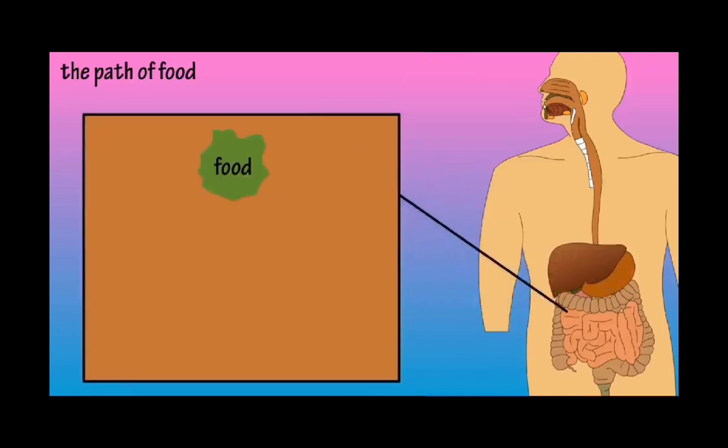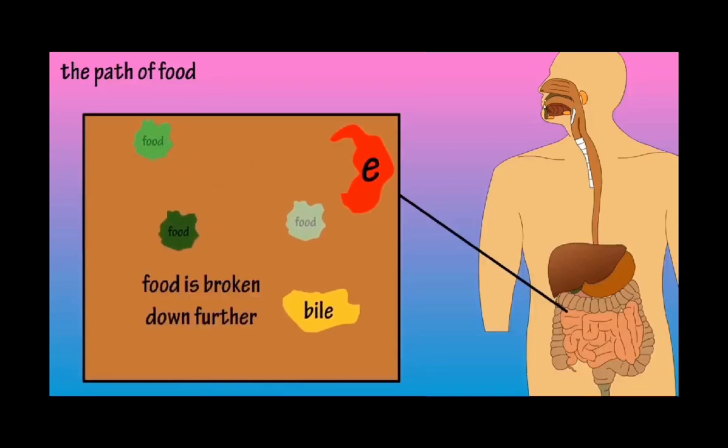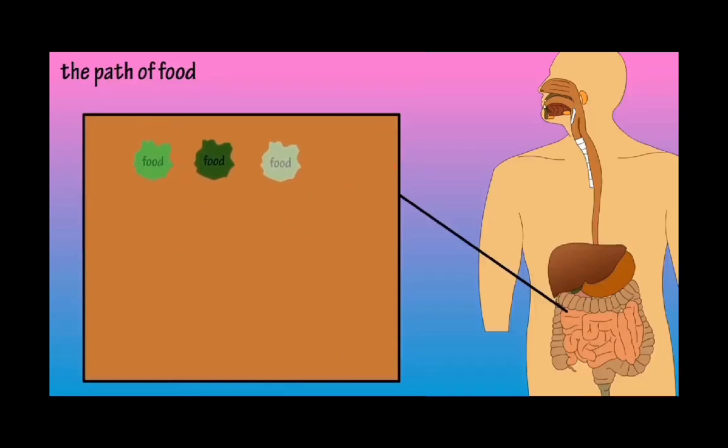In the duodenum, the breakdown of food, or chyme, continues with the help of enzymes from the pancreas and bile that is produced by the liver and stored in the gallbladder. Next, the food moves into the second section of the small intestine, the jejunum. And folks, this is where the magic happens.